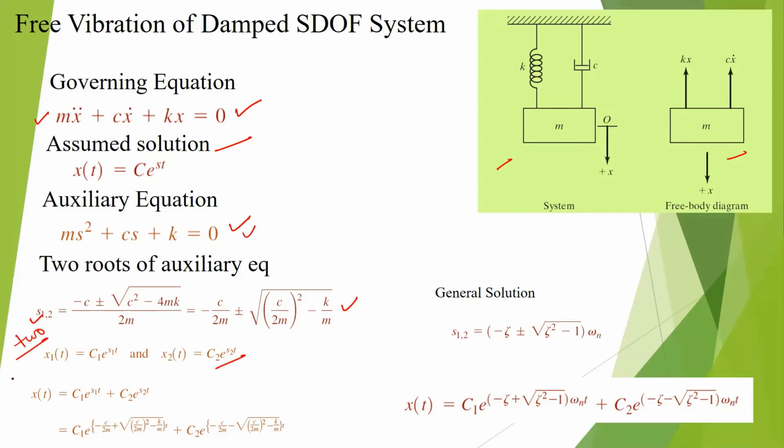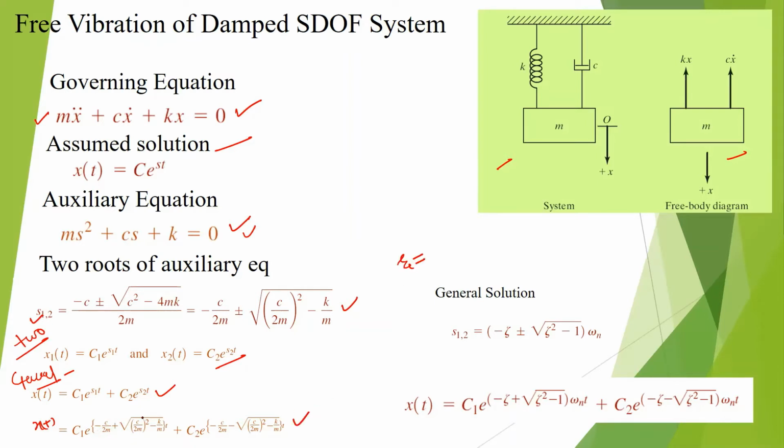So the complete solution for this equation is given by this. This is the general solution of this auxiliary equation. If we put s1 and s2 into this equation, this is the solution: x(t) is equal to this one.